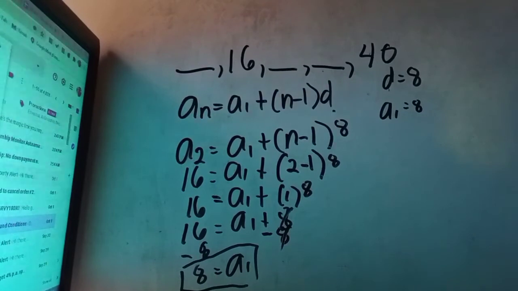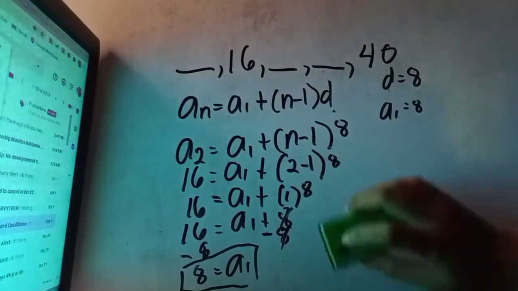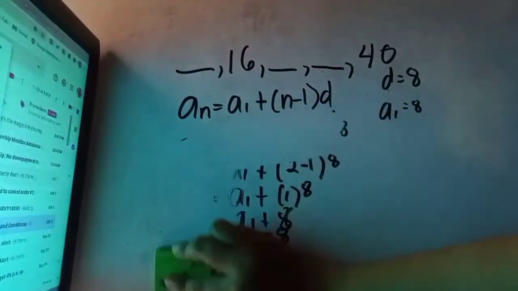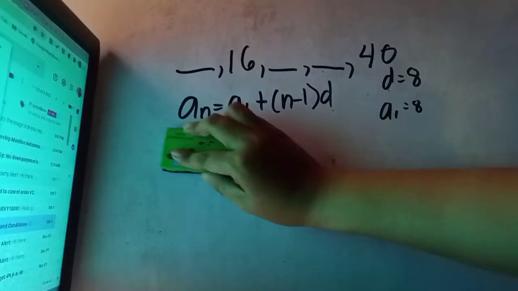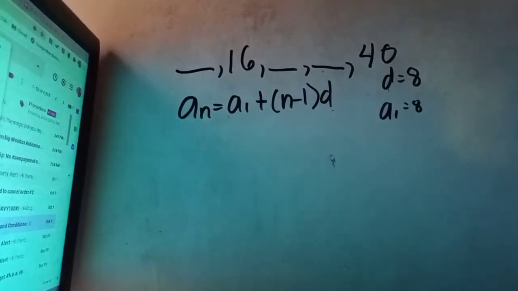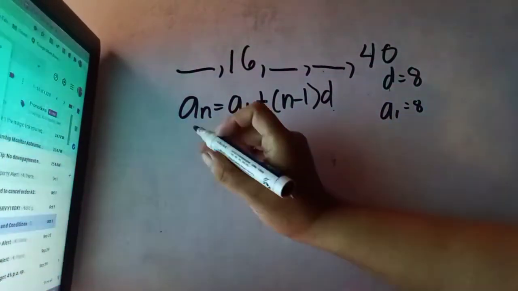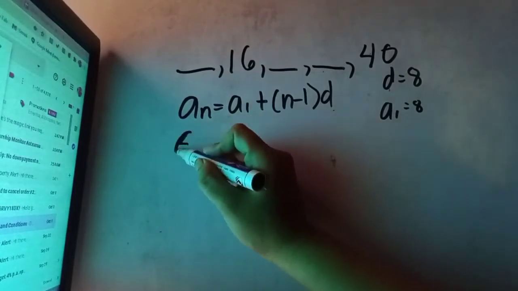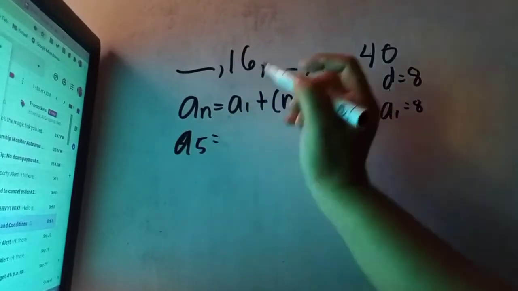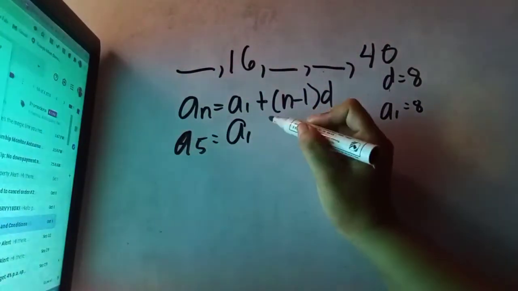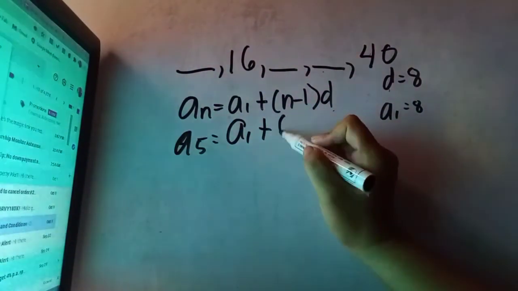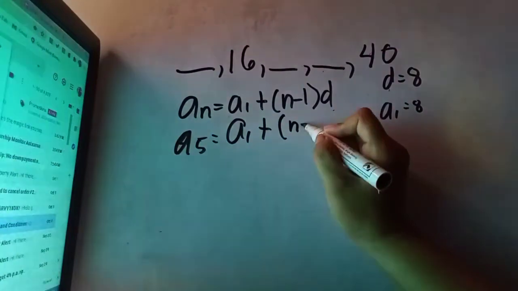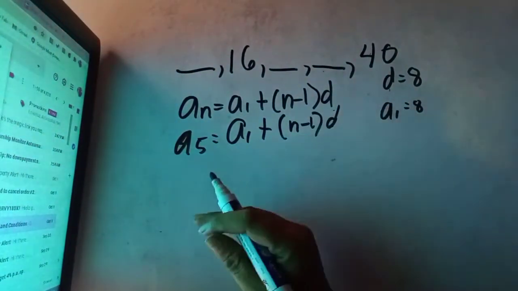So, supposed to be ang gagamitin natin, kunyari, hindi pa rin natin alam si A sub 1, ang gagamitin natin is si 40 or si A sub 5. So, let's try kung 8 ang lalabas. So, ang ating A sub N ay 40. So, A sub 5, kunyari. And then, A sub 1 plus ang N minus 1 times D. So, yun ang gagamitin natin.